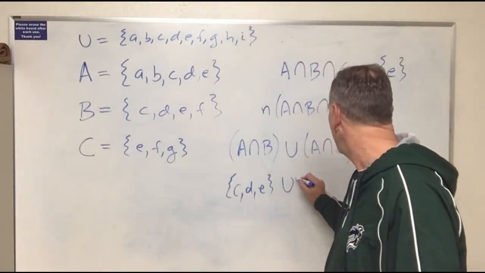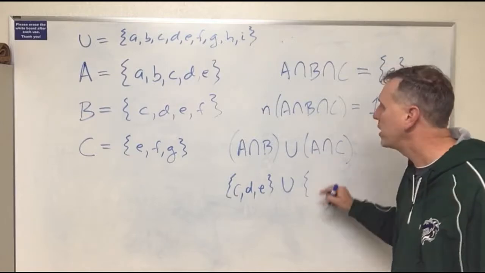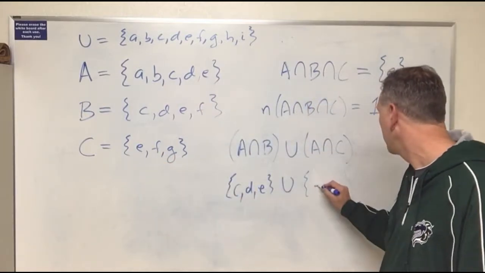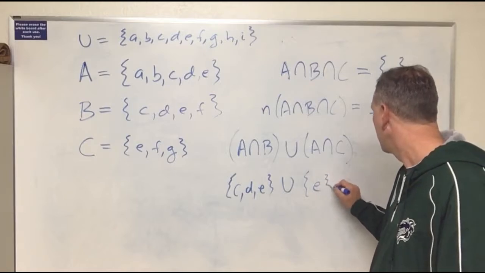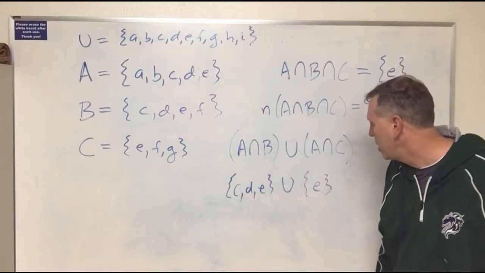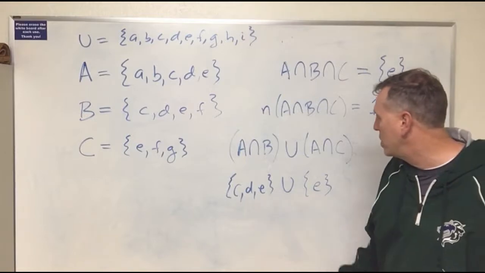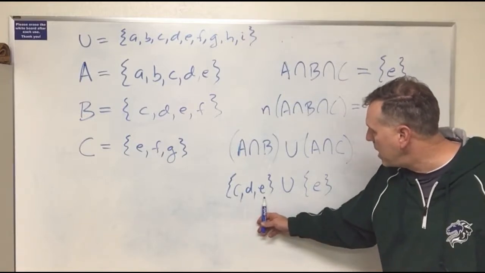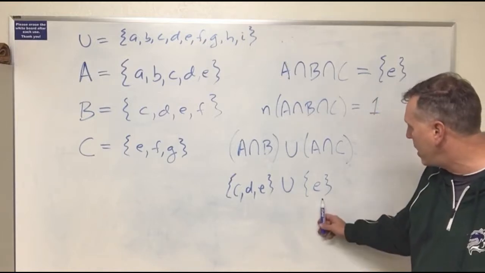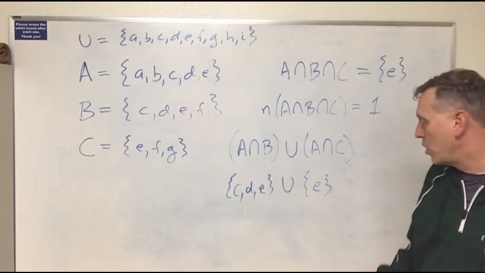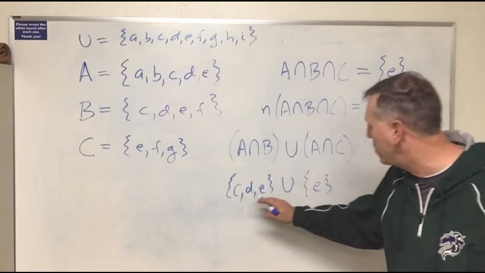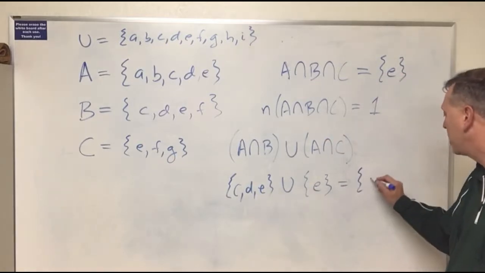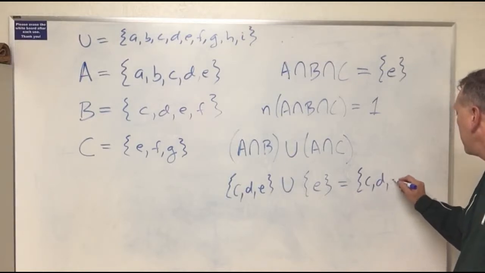Union with A intersect C. A intersect C is the letter E. And the union of all of these items, this is OR. So C, D, E, or E. That OR means either it's in this one or that one. So our final set will look something like C, D, and E.